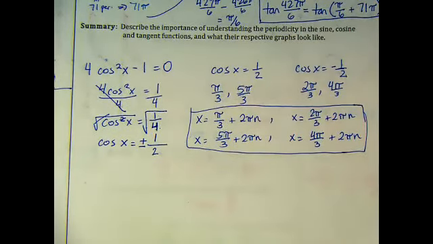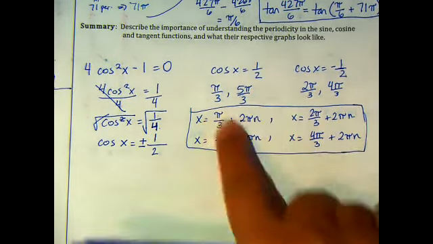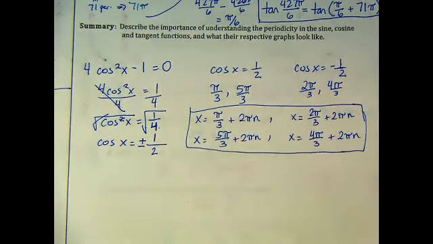Now, if my directions had said 0 to 2 pi, only between 0 to 2 pi, or in a specific quadrant, I would just give one answer, right? Or I would have just one of these guys based on the quadrant. But because I don't have a specified quadrant, I'm looking at all of these, right?